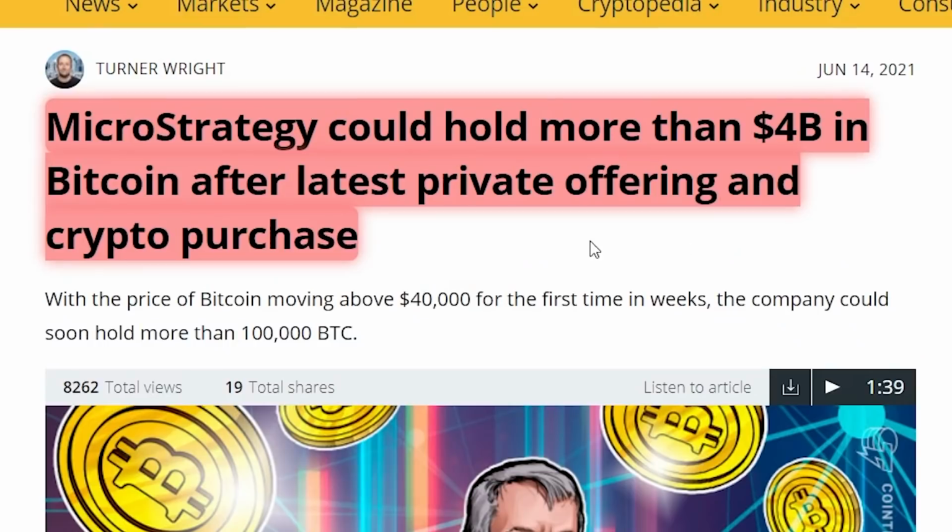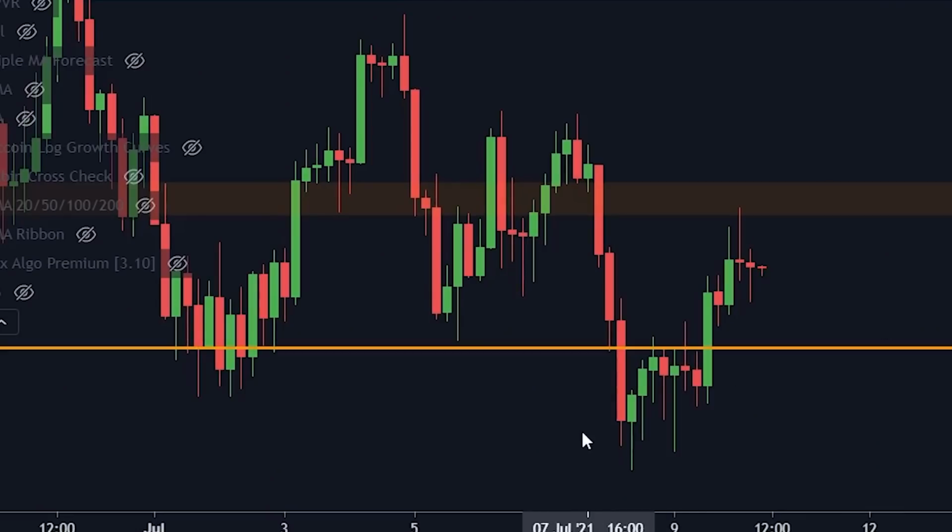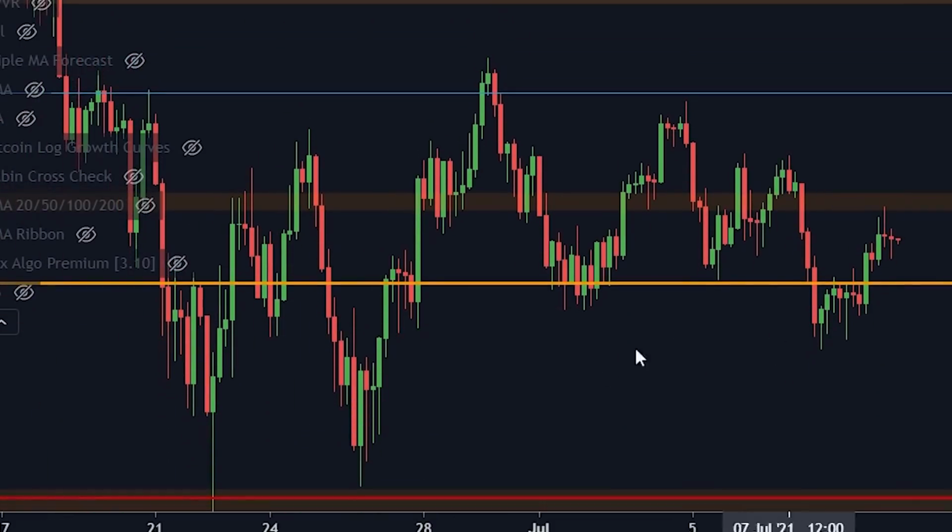So that's cool. And MicroStrategy, by the way, they now hold more than 4 billion in Bitcoin after their latest private offering. So they continue to buy more and more Bitcoin. And is this a danger? Is it a danger that one entity controls this much Bitcoin? Well, stop selling into every support. Stop selling your Bitcoin to these whales and these institutions, and we will not have that problem. Bitcoin is something that should never be sold. Bitcoin is something you should be holding until, you know, at least several $1 million. That's just my own opinion.